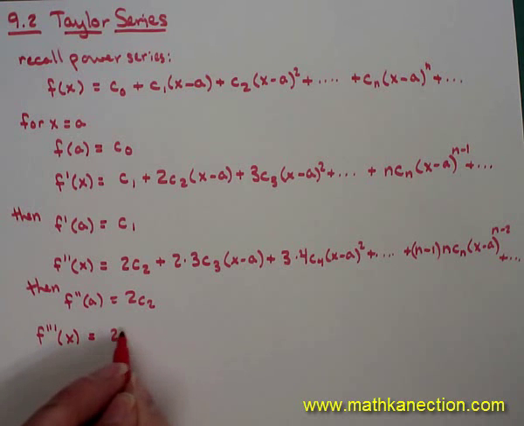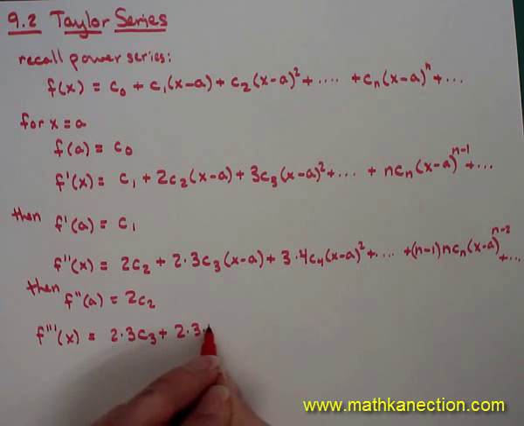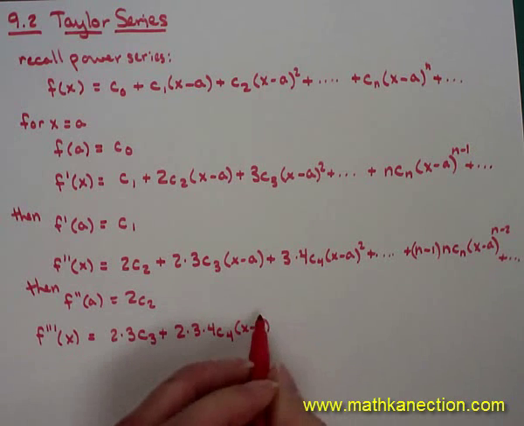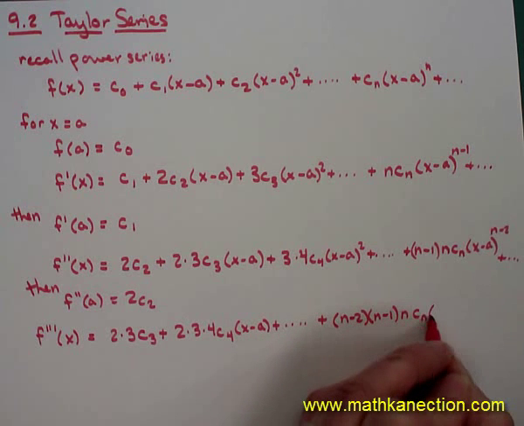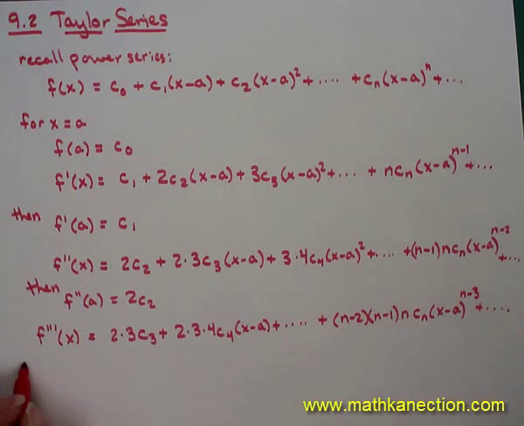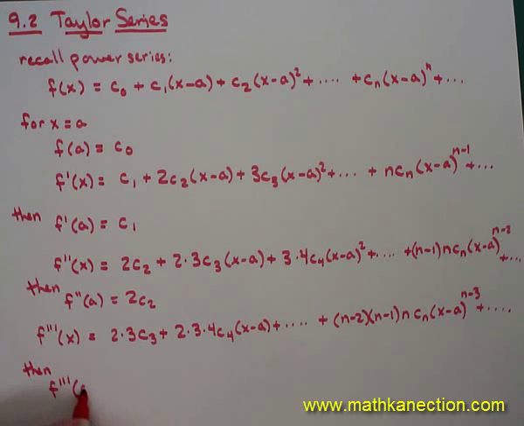And then getting the third derivative, we get 2 times 3 c sub 3 plus 2 times 3 times 4 c sub 4 times (x minus a) all the way to (n minus 2) times (n minus 1) times n c sub n (x minus a) to the n minus 3. So then the third derivative at a is just 2 times 3 times c sub 3. And then notice that that is really 3 factorial c sub 3.